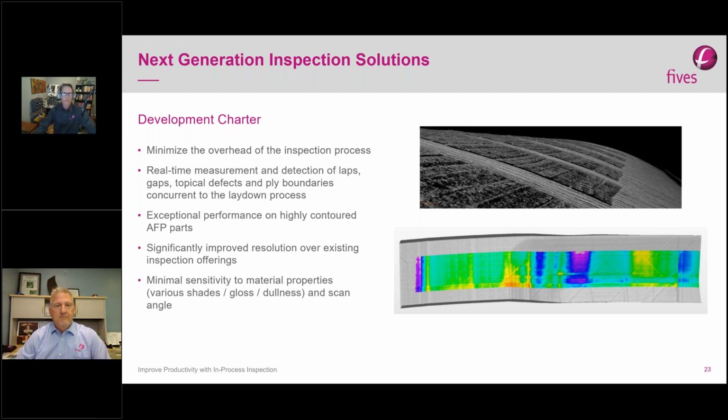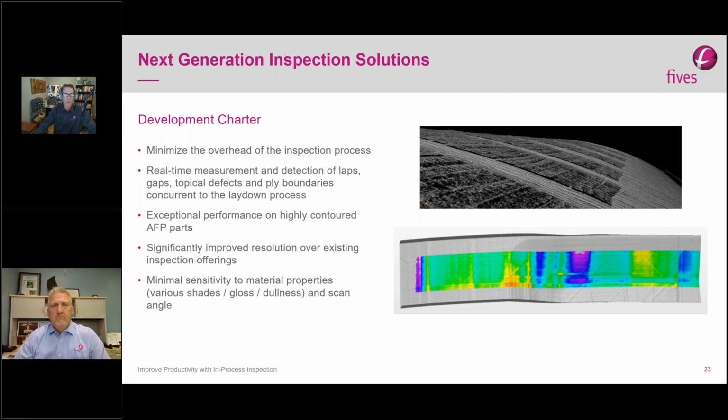So first, let's briefly go back in time when we branched out on this path. At this point, we had already developed an in-process inspection solution for automated tape laying. It was on mildly contoured parts, wing skins to be exact, and we were tasked to implement inspection on automated fiber placement. So this is our development charter, where you see here, these requirements came after lots of internal feedback, voice of the customer, were prioritized and given to us, and we stack ranked them.